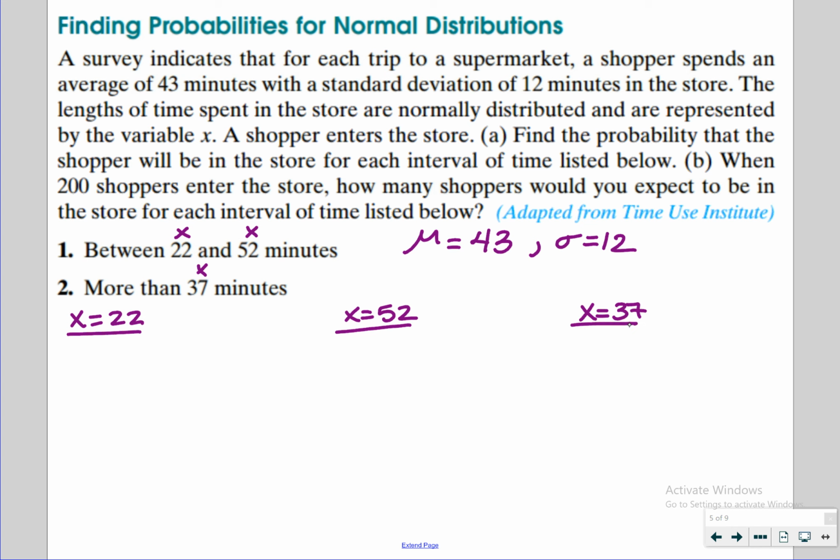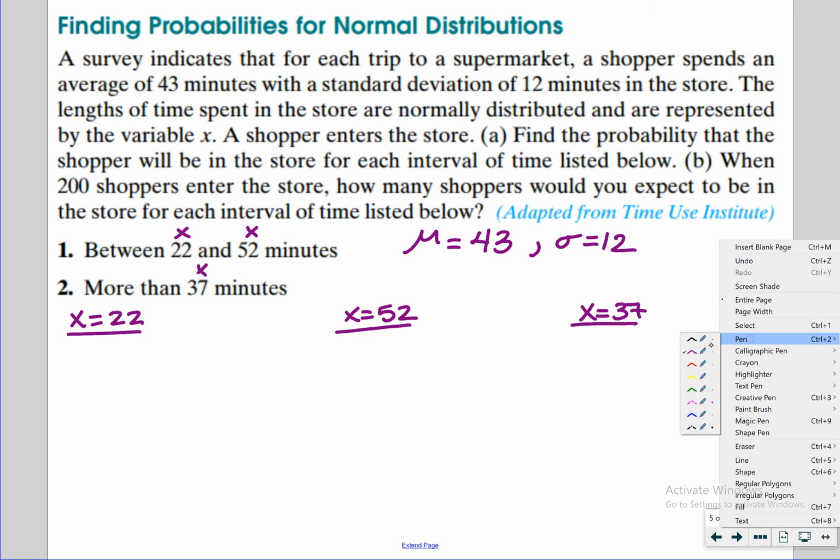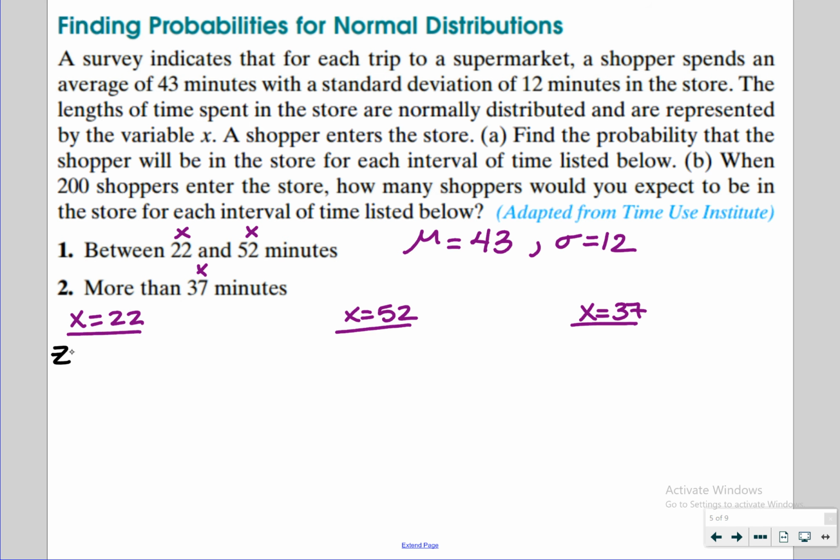So to calculate the Z-score, my X, 22, minus my mean, 43, divided by the standard deviation of 12. This one I don't think works out pretty. No, it does not. If you need to, we're going to round to 2 decimal places. We don't need to here. Negative 1.75 was an exact answer. Then we're just going to keep changing that X value. This time make it 52 minus 43 over 12.